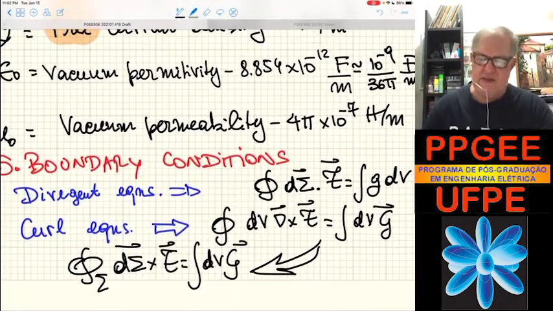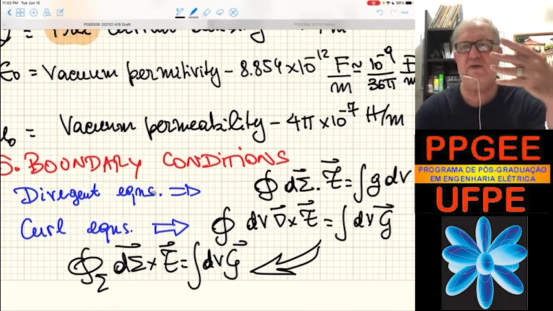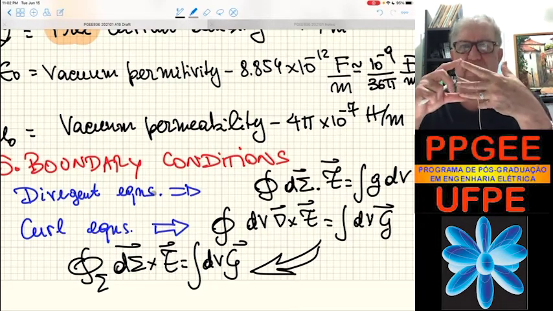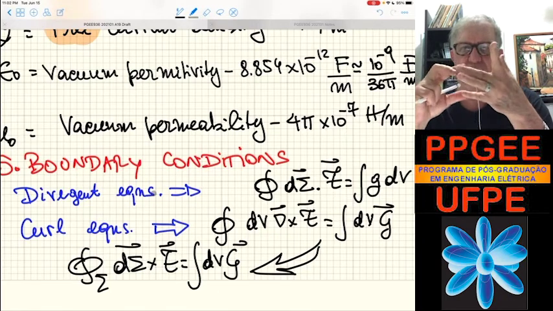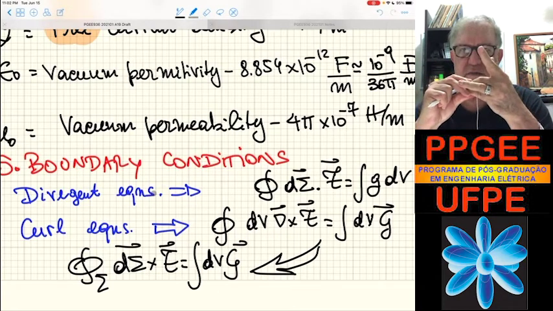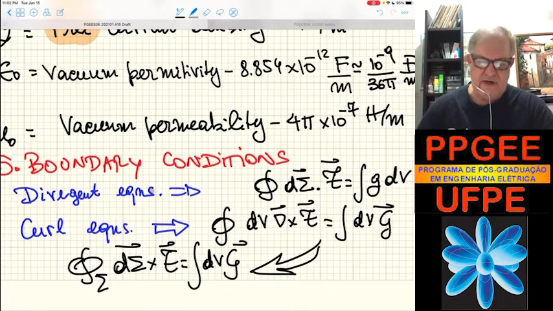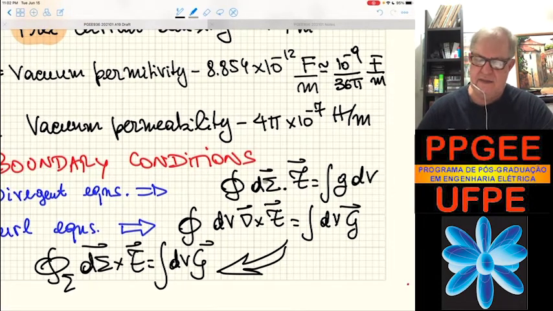So we have equations which we call the divergent equations. Maxwell's equations have 4 equations. 2 of them specify divergence. The other 2 specify the curl. So the divergent equations are written in this form, right?